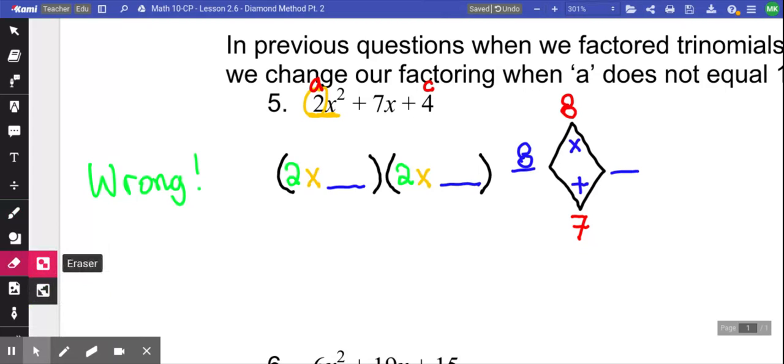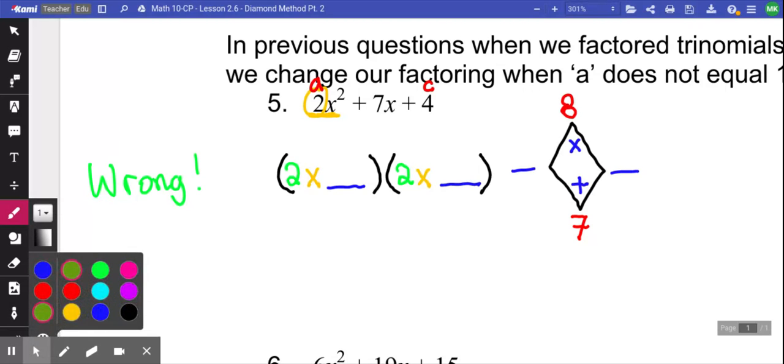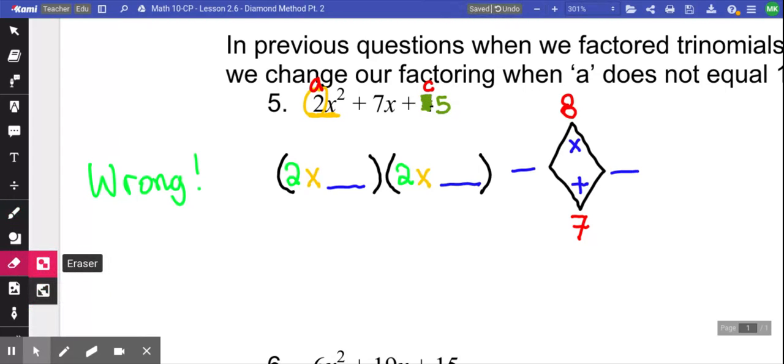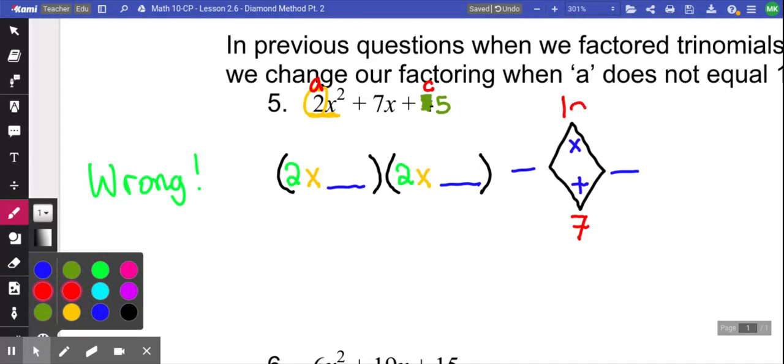Oh, hold up. It's the same question as before, and I made the same typo. I really apologize about these typos. That's supposed to be a 5, which means the top of my diamond is not an 8. The top of my diamond is a 10. 2 times 5 is 10. Holy my goodness. It's embarrassing. Okay, two numbers that multiply to be 10 and add to be 7 would be 5 and 2. Those numbers still go in here, just like normal.